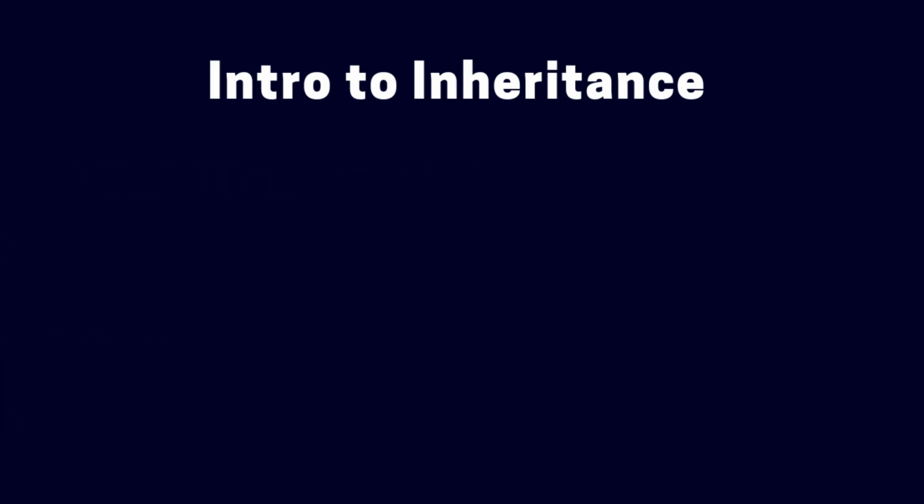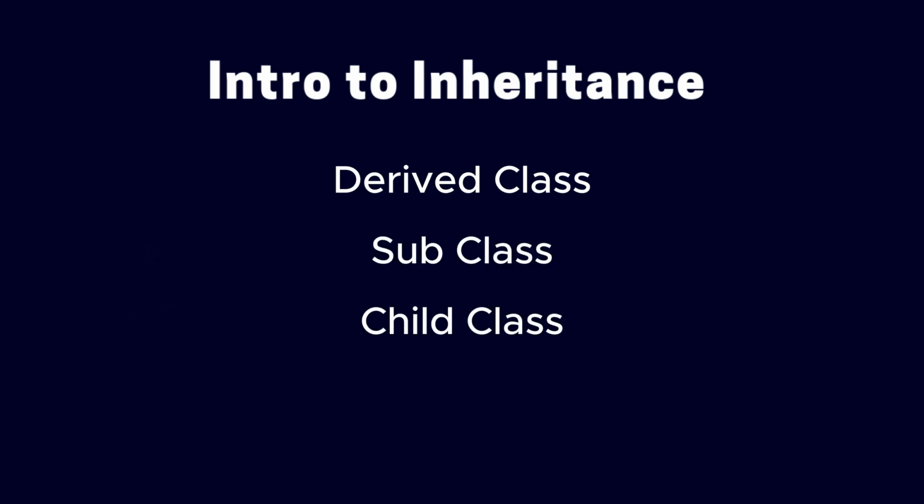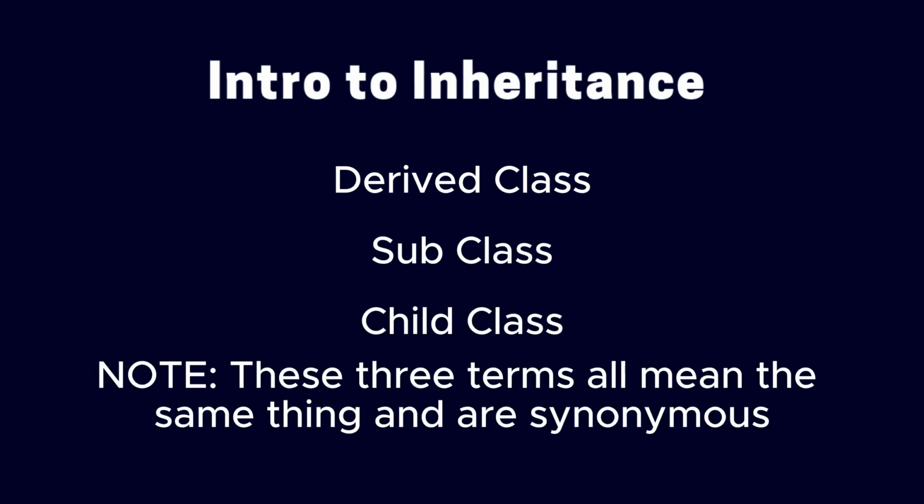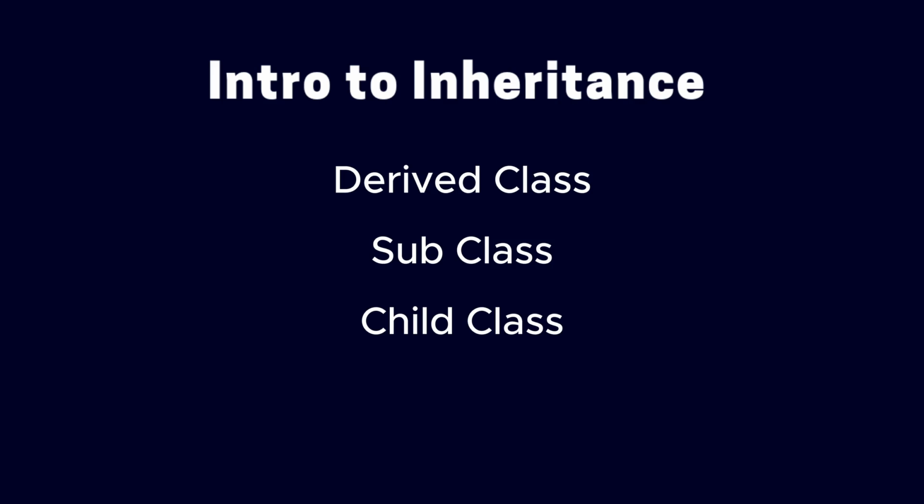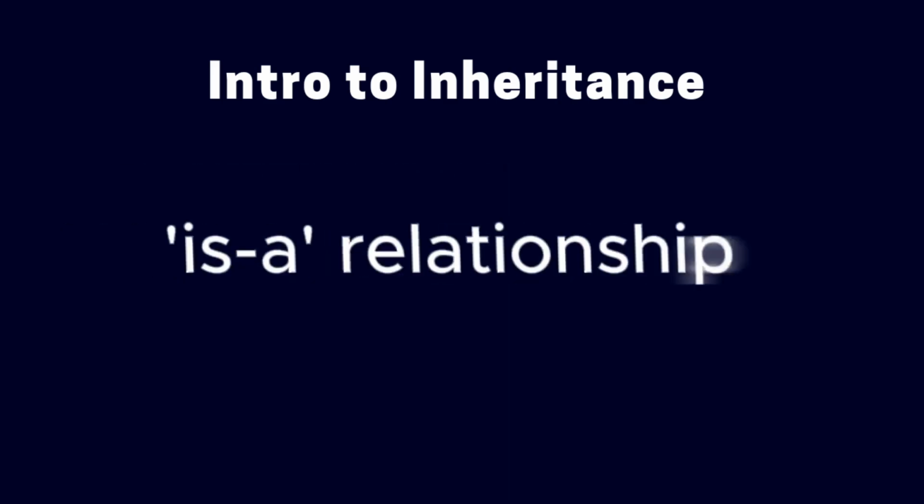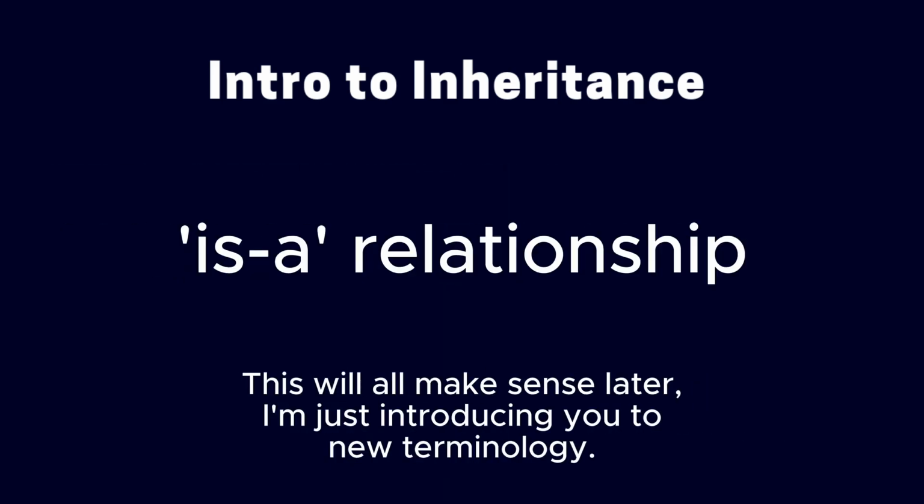So now consider the terms derived class, subclass, and child class. These three terms are all synonymous as well, and these are classes that inherit properties and methods from the base class. This relationship is often referred to as an is-a relationship, indicating that the derived class is a specialized form of the base class.